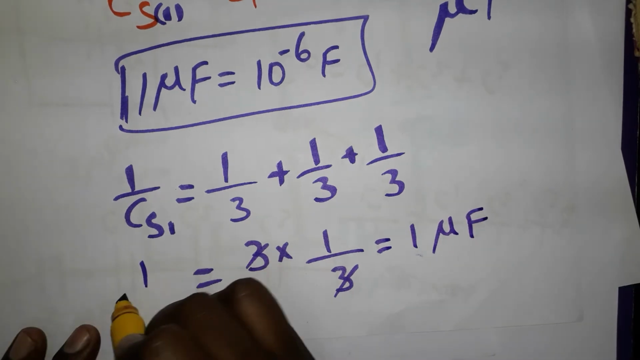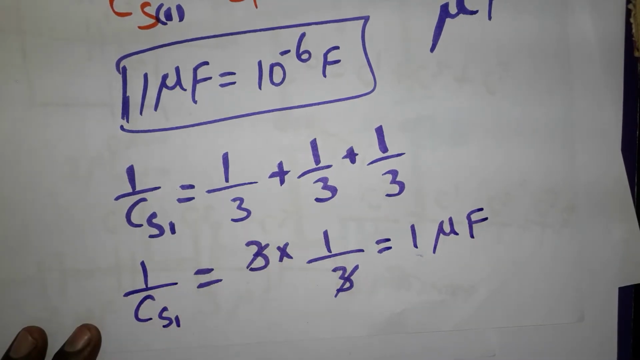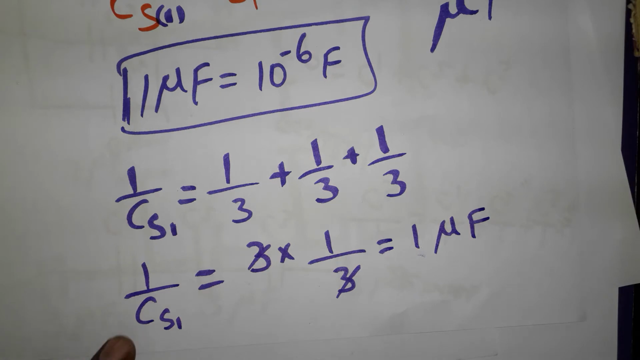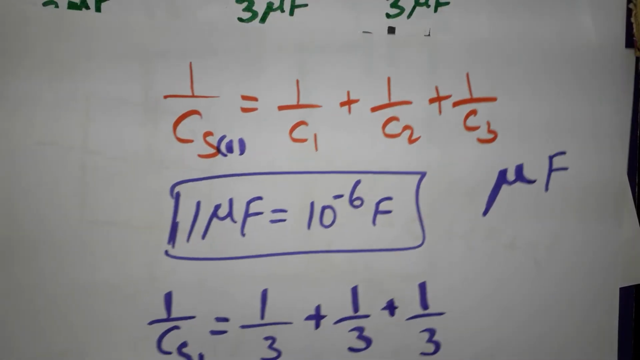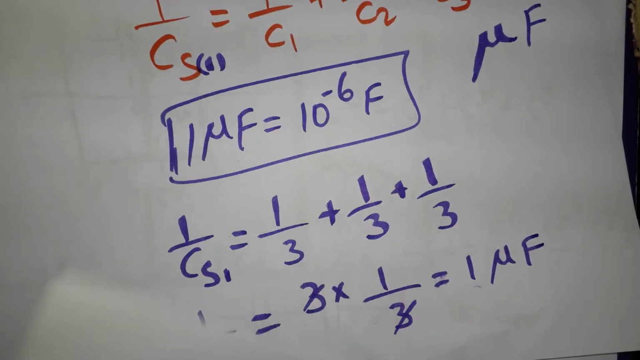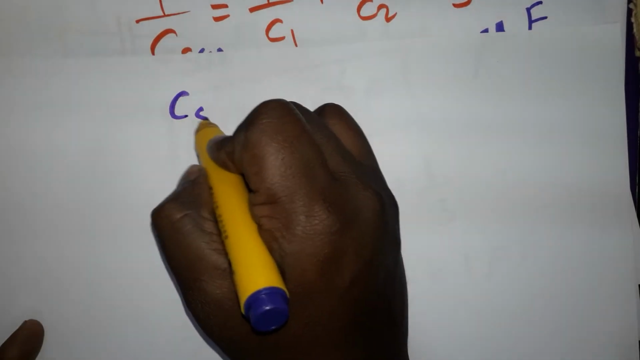The answer is 1 divided by Cs1, and this answer is 1 microfarad. What is the capacitance value? Just flip the answer. When I flip it, I will get 1 by 1, and that is going to be Cs1.